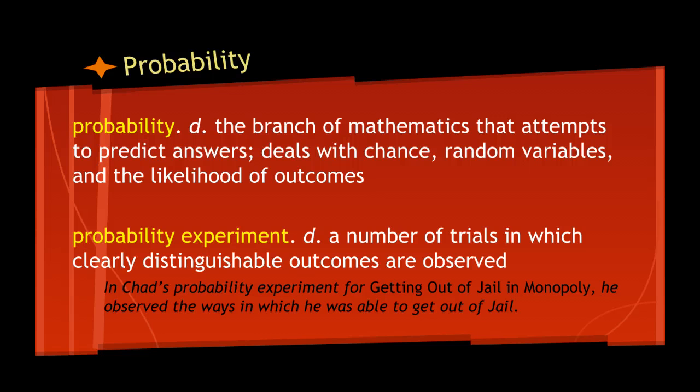A probability experiment is one where we do a number of trials where we observe the outcomes, and ideally those outcomes would be clearly distinguishable from each other. So in the example that we already looked at, in Chad's probability experiment for getting out of jail, what he did was observe the ways that he was able to get out of jail, and he did it systematically, and he did it 200 times, if you'll remember.